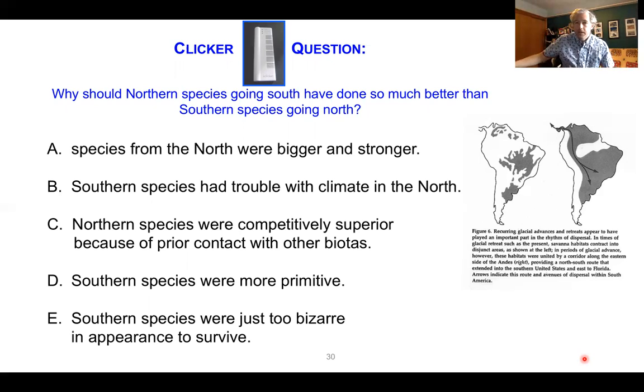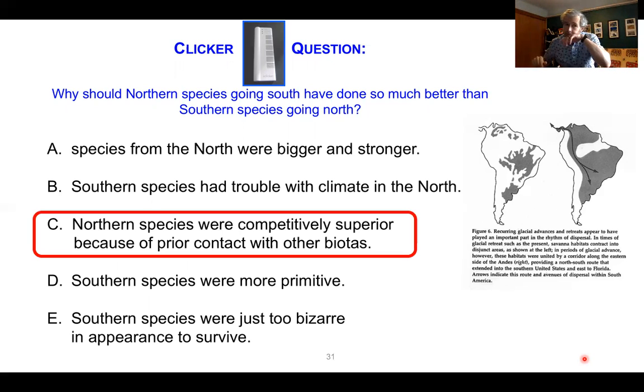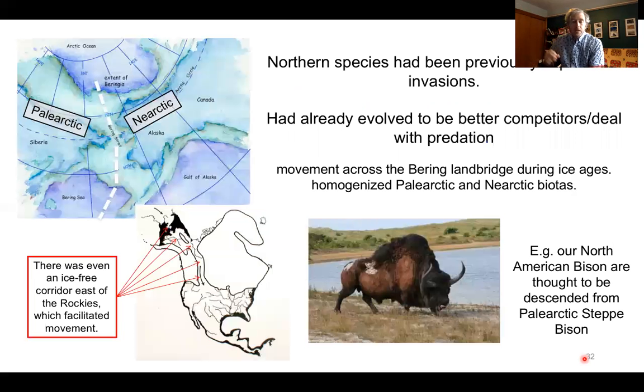Okay, let's see what you had. Well, the current hypothesis is actually that northern species were competitively superior because of prior contact with other biotas. So what do we mean by this? Remember, the South American plate had been an island continent for millions of years. It basically separated off from Antarctica and Australia, and it was floating about in the southern Pacific. Conversely, northern species, so species in the North American plate, had been previously exposed to other invasions.